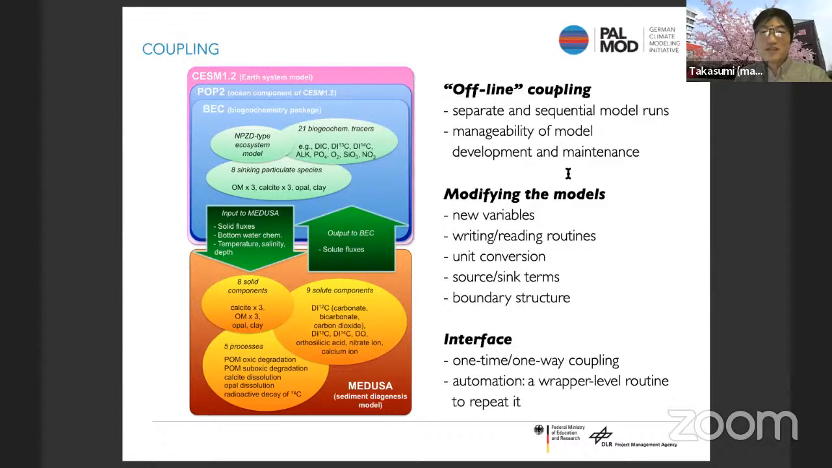Nevertheless, we needed a substantial amount of modification of both models, including introducing new variables, making writing and reading routines, unit conversion, and so on. And we also made a new coupling interface, first for one-time coupling, followed by its automation by making a wrapper-level routine to repeat it.